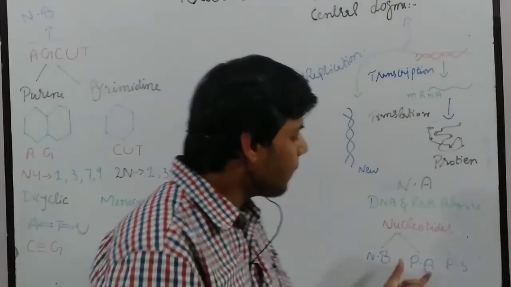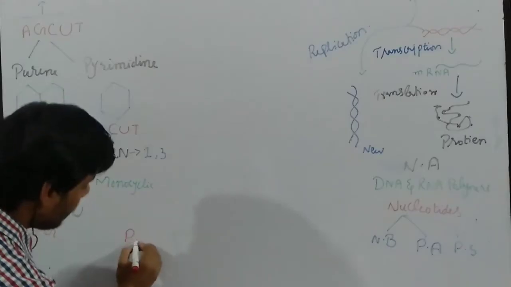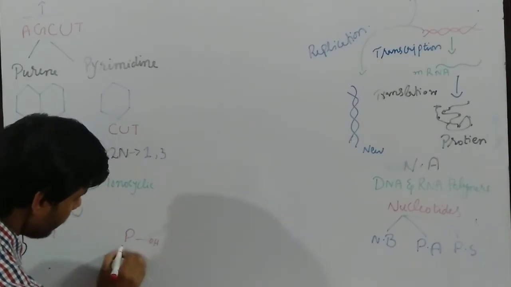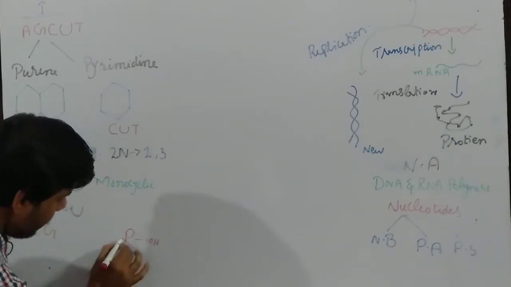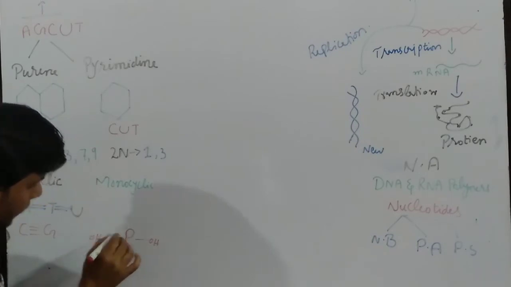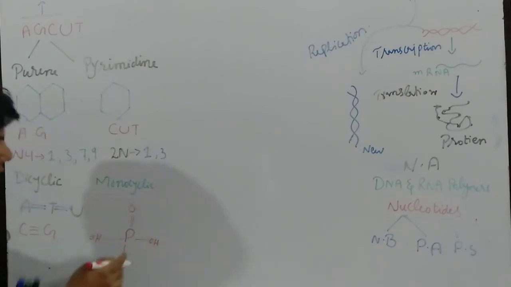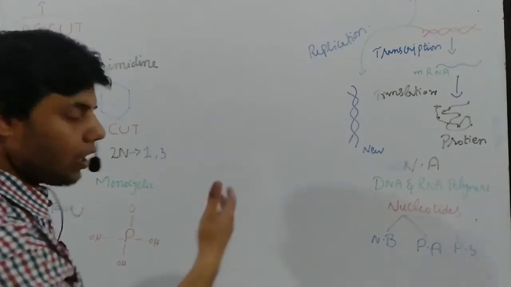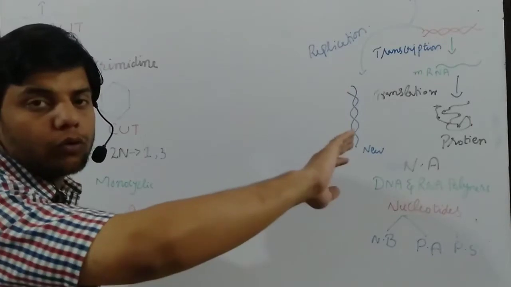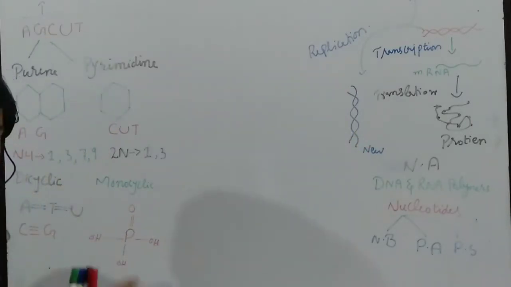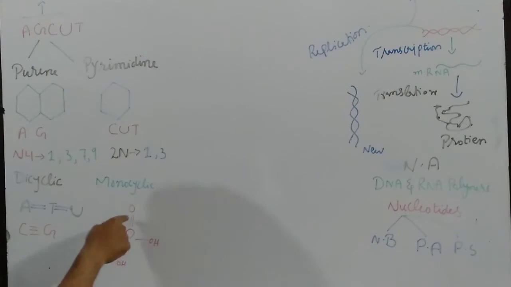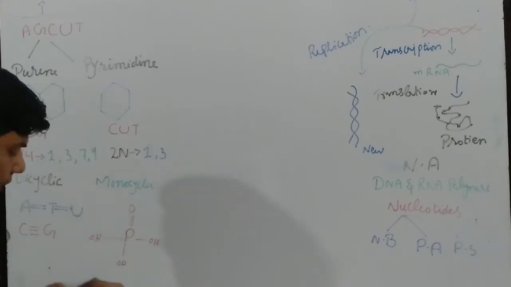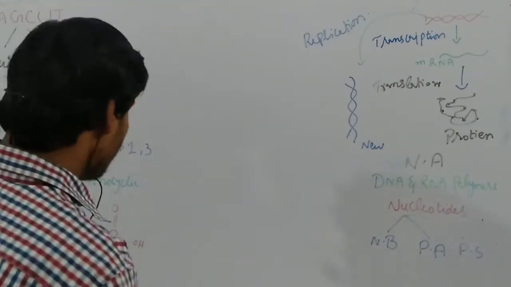Now let's see the structure of phosphoric acid, how exactly phosphoric acid looks. We have 3 hydroxyl groups. Phosphorus belongs to group five in the periodic table, so it has five bonds: 1, 2, 3, 4, 5. Fine. This is the phosphoric acid.